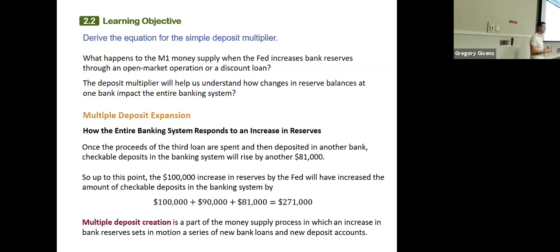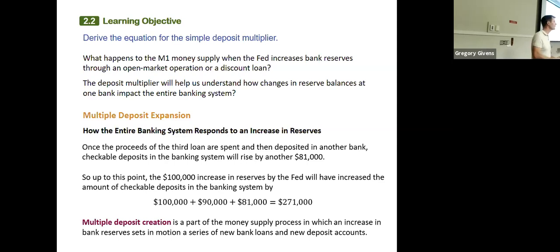Banks receive checkable deposits. They hold some of it in reserve, fractional reserve banking. They loan out the rest to investors. Those funds get purchased or used in the economy and redeposited into the banking system. Some of it gets held in reserves, and even more goes out the door in the form of a new loan. And that process repeats itself, and every time a new loan is made and a new checkable deposit is created, the money supply continues to expand.